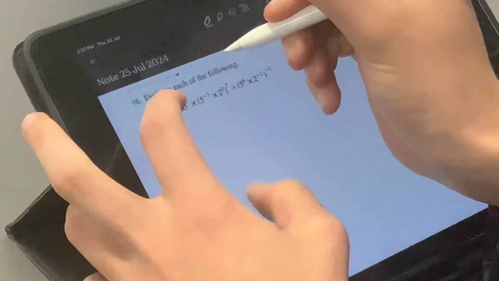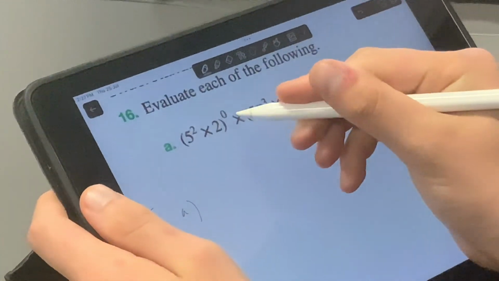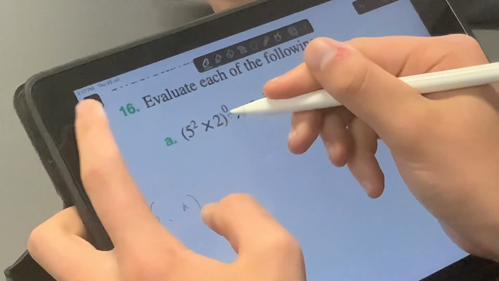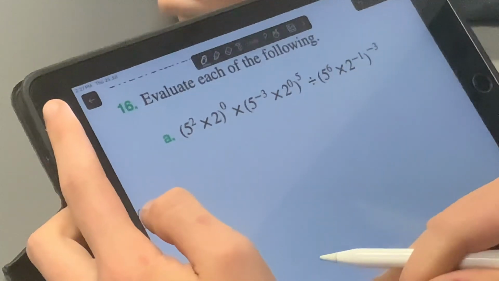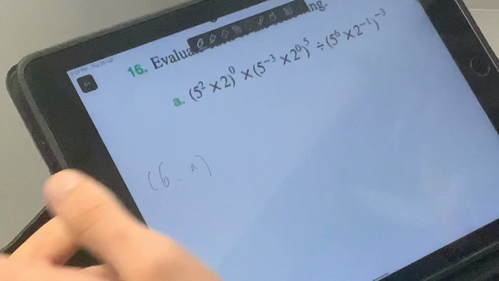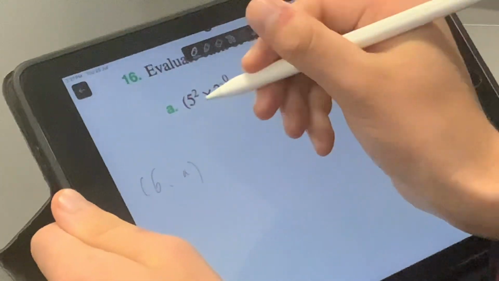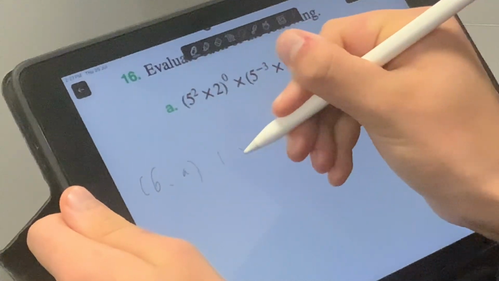So, the first step I take in this question is for all of the powers of 0, so here and here, due to the index law, anything to the power 0 is equal to 1. We can immediately say that is equal to 1.